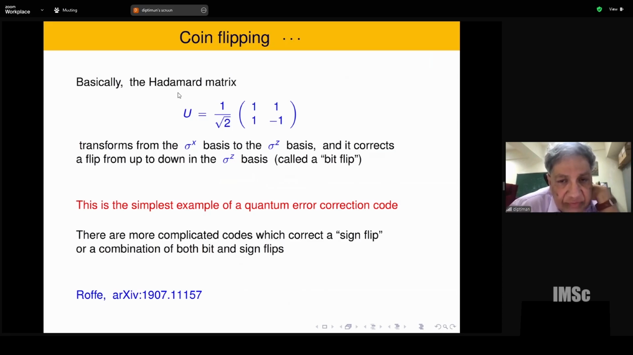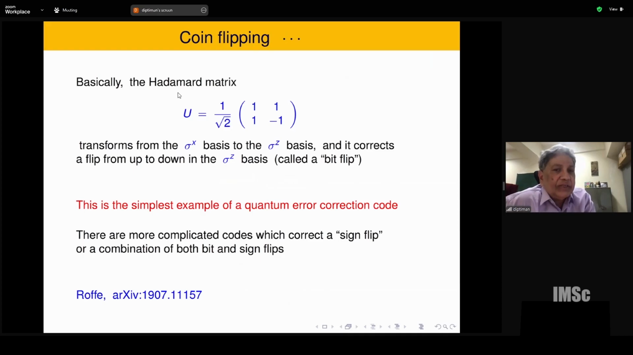This flip from 10 to 01 is called a bit flip, because classically 10 and 01 are 2 bits, and this is flipping between them. Now you can see this is also the simplest example of a quantum error correction code. Namely, you're sending a signal. The signal can be either up or down, or 10 or 01. Someone in the middle can just arbitrarily flip this signal to the opposite state.